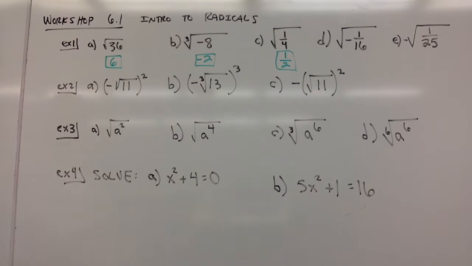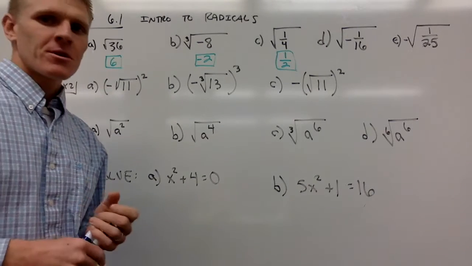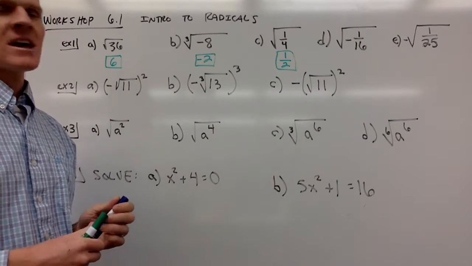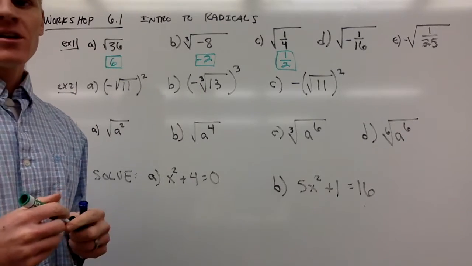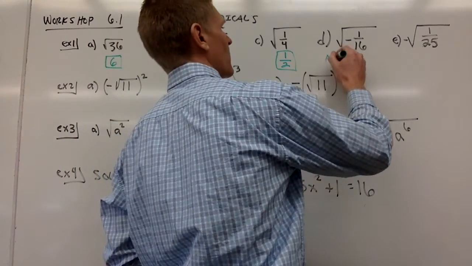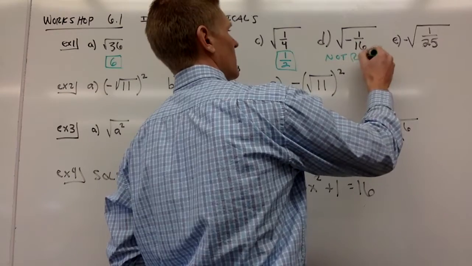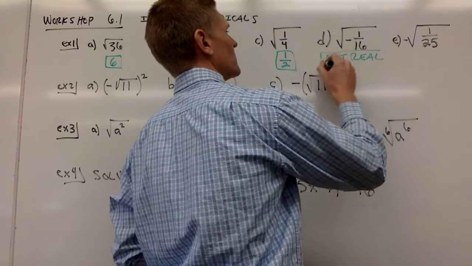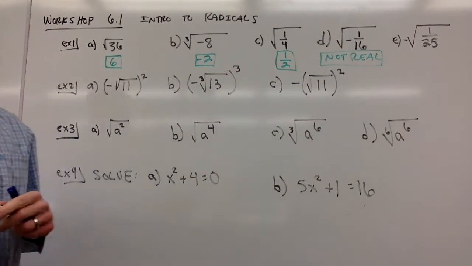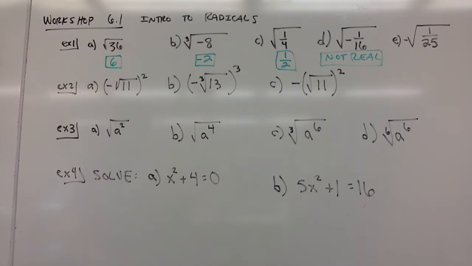In D, the square root of a negative 16. It'd be the square root of a negative 1 over the square root of 16, but the problem with that is you can't take the square root of a negative 1, so you should write not real. Don't use the no real solution sign. I know that's picky because you're not solving anything. There's no equal sign, so it's not no real solution. It's just this is not a real number.